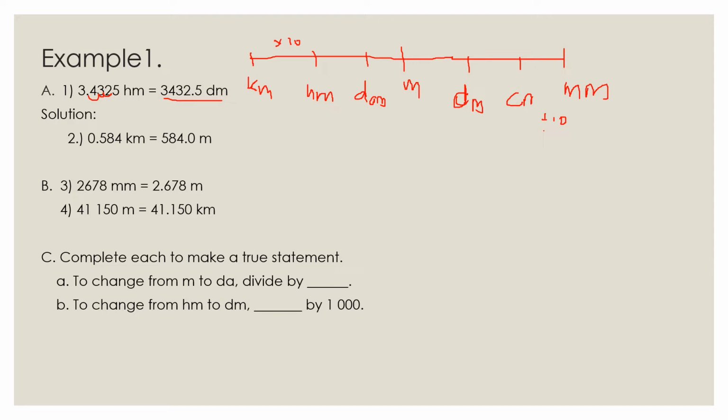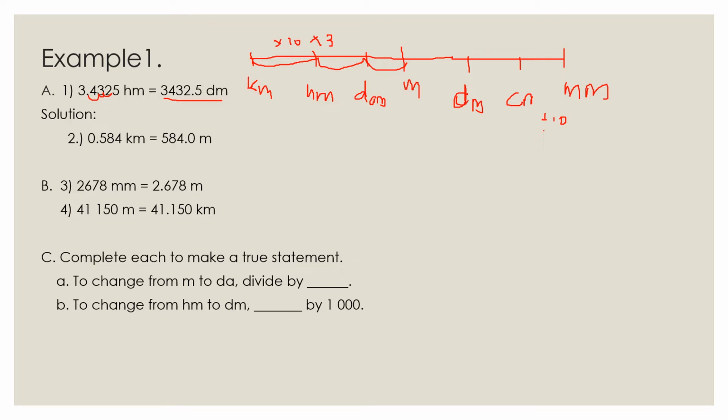We have another one, kilometer to meter. So how many movements is it? 1, 2, 3. I don't know if this is visible, but it should be like this. 1, 2, 3. So, 3 spaces. So, 10 times 3. Okay? 30.